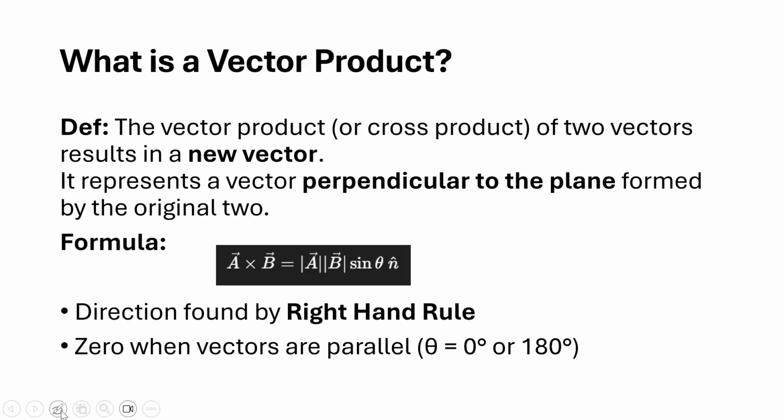Now, sorry, I have to change it. Okay. Now we have the vector product. What is the vector product? The vector product is also called the cross product of two vectors, and it results in a new vector.